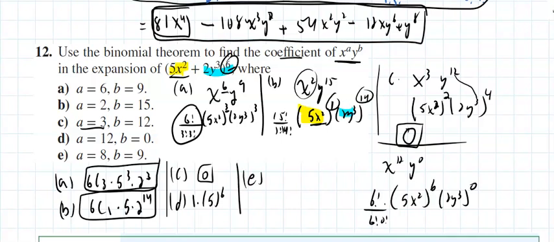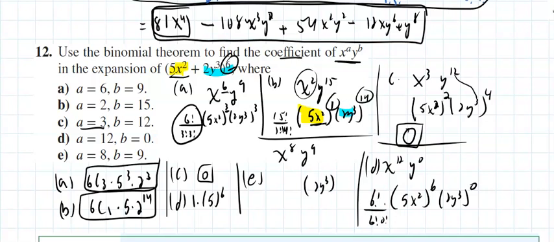And if you go for E, this is D. In part E, they want us to find x to the 8, y to the 9. Well, to get this to the 9, that has to be a 3, which means the 5x squared must be raised to the 3 power. That gives you 5 to the 6. No such number, you put a 0 instead. And that's how you do all of these.